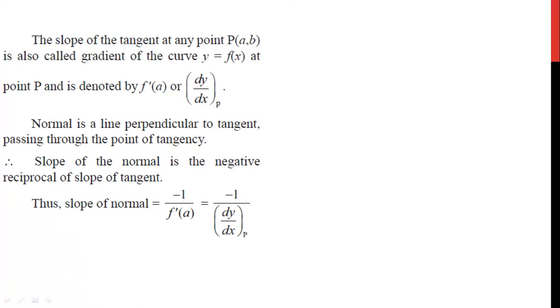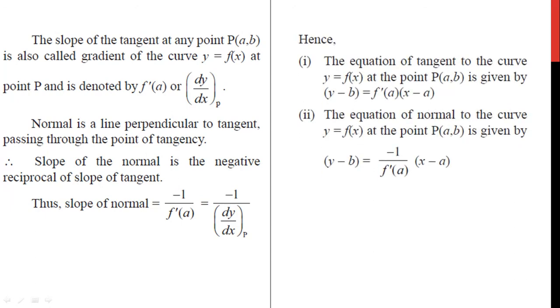So as tangent and normal are perpendicular to each other, if you have the slope of tangent as f dash a, then the slope of the normal will be -1 upon f dash a, or you can write -1 upon dy by dx at point P. See, here it is written. So you just remember this.